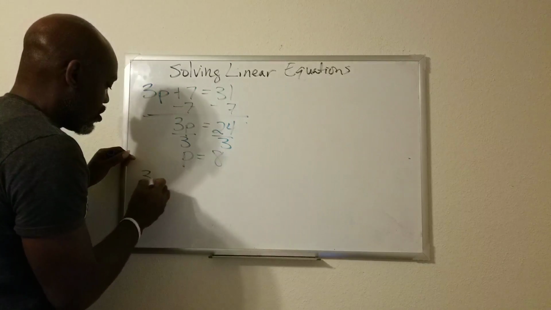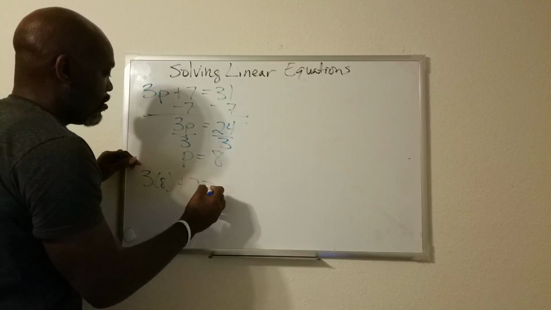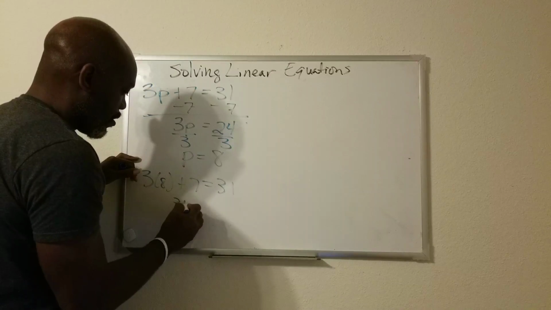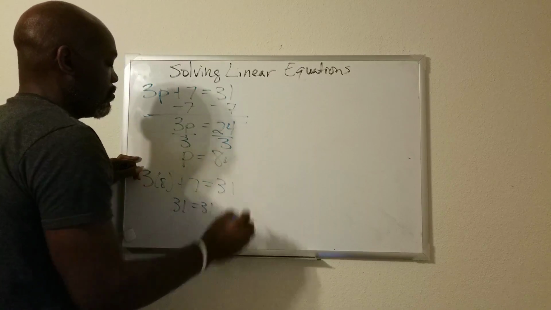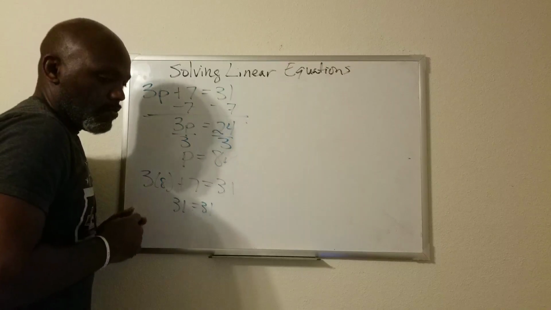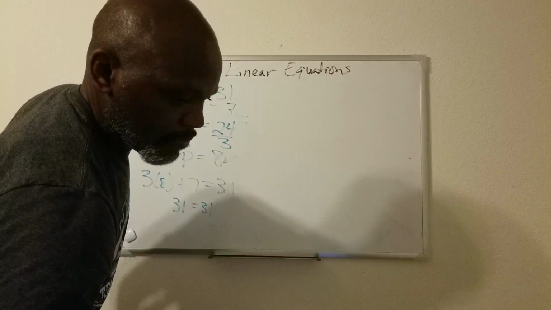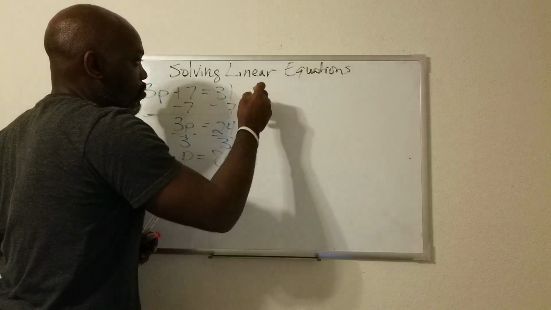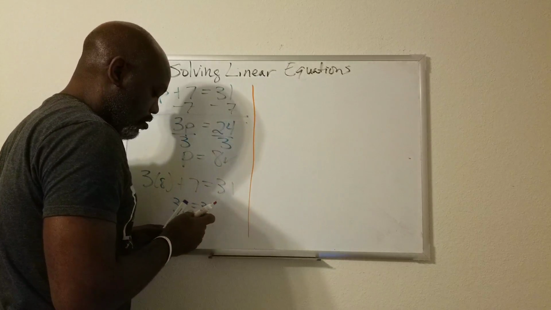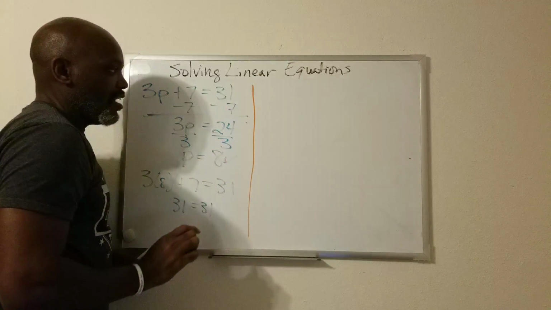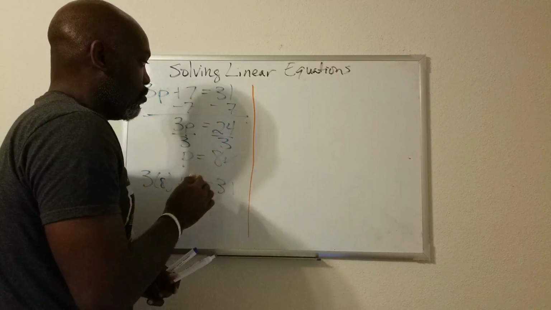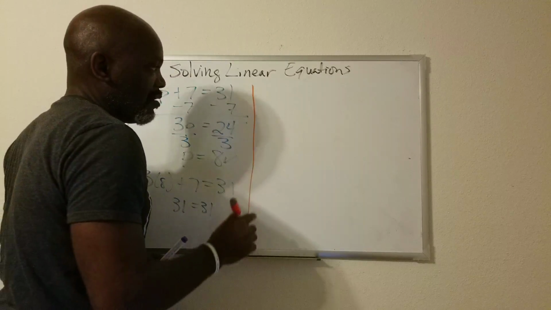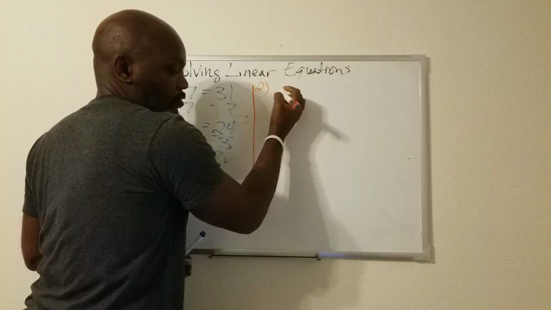And so I go back and I check. 3 times 8 plus 7 equals 31. 3 times 8 is 24. 24 plus 7 is 31. 31 equals 31. P equals 8 is my answer. All right. And if you understand this section of the math, the other parts become a little more understandable. But you have to understand all the things that we learned previously to this particular lesson. All right. Example number 2.